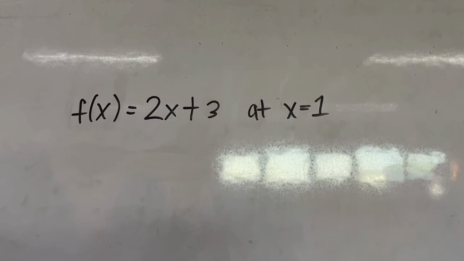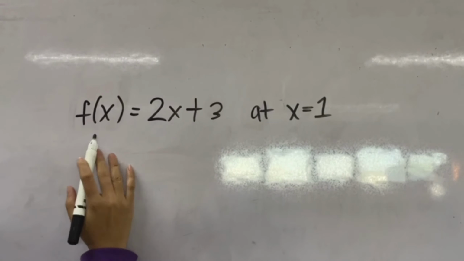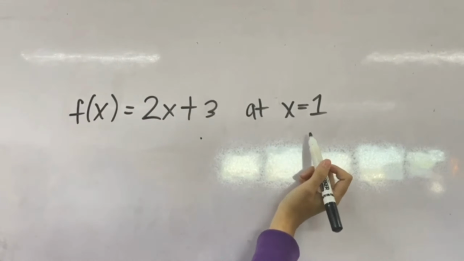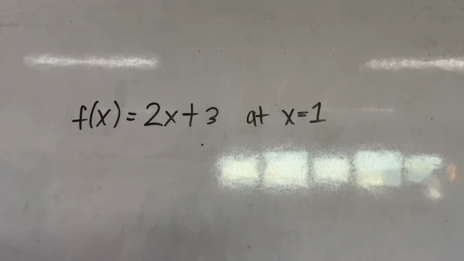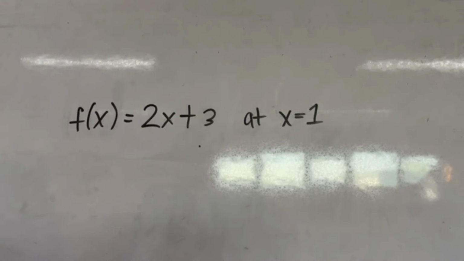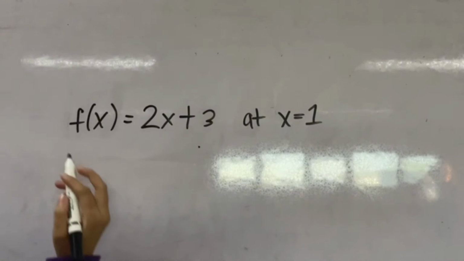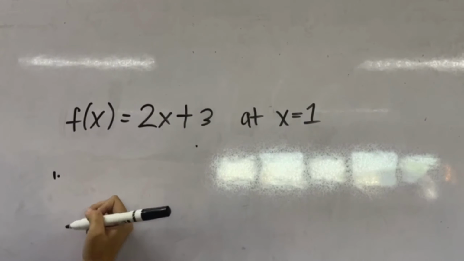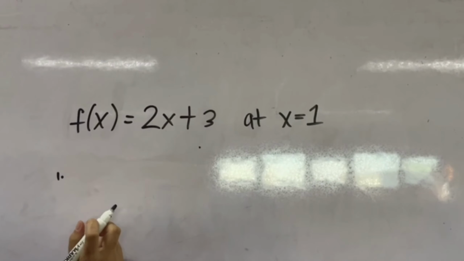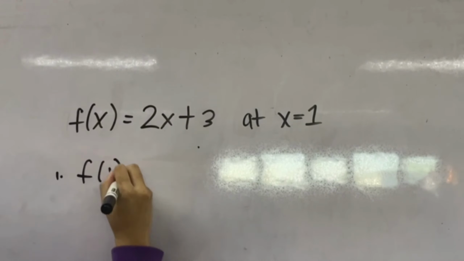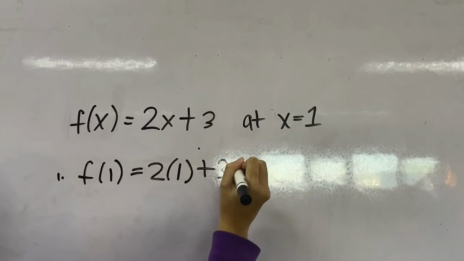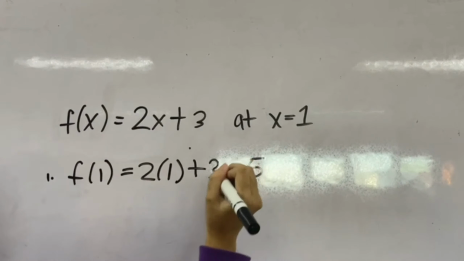Now, let's look at this function. f(x) equals 2x plus 3 at x equals 1. Is this function continuous at x equals 1? Let's find out if all three conditions are met. The first condition: is it defined at x equals 1? Yes, since f(1) equals 2 times 1 plus 3, which is 5.